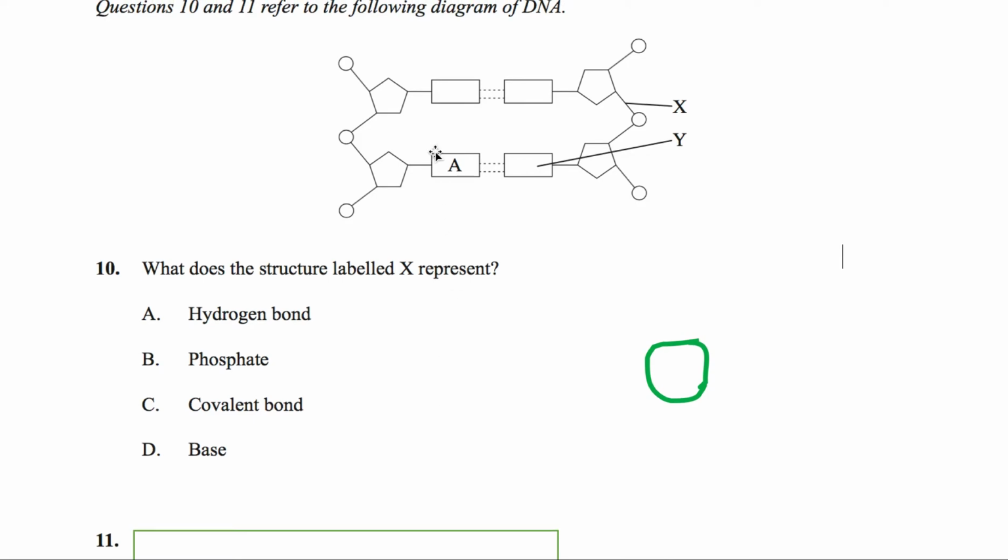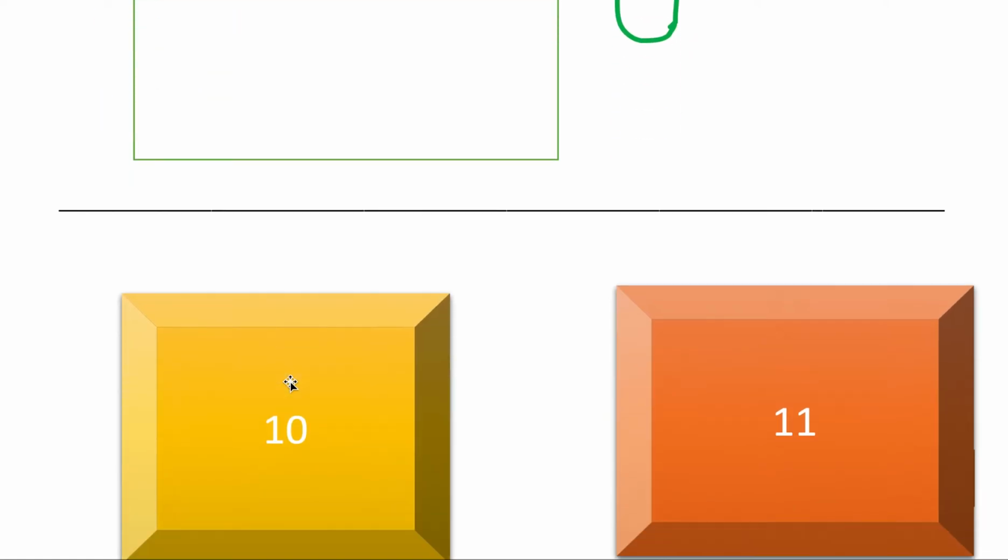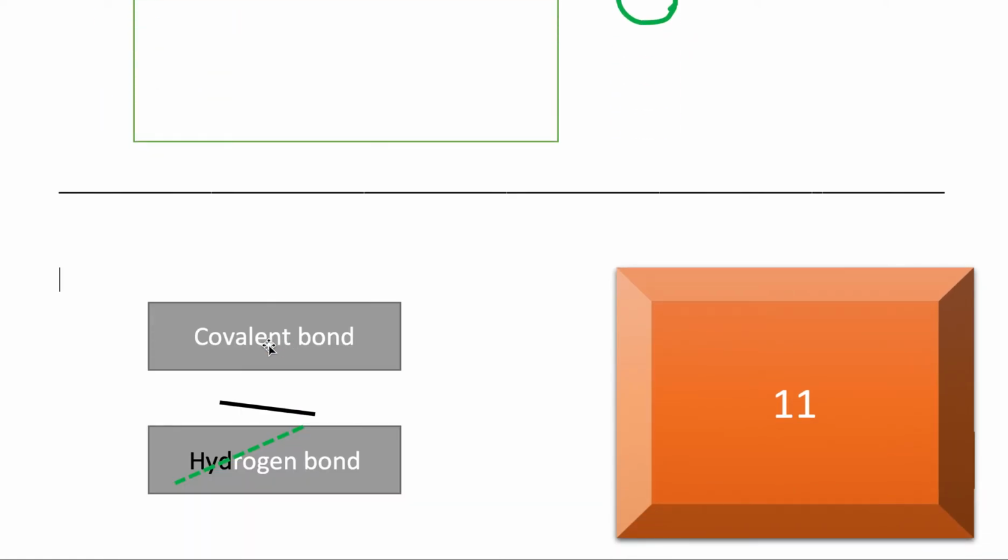If you know the basic structure of a nucleotide, you would know B is not correct, because B is simply the circle. It's a phosphate group. And you would know D is not correct, because D is this square shape. It's a base. So it's definitely not B or D, because those are just different structures. The problem will be between hydrogen bond and covalent bond. So let's look at this diagram here, number 10, an explanation that I have.